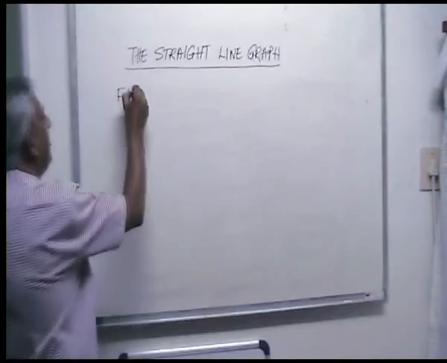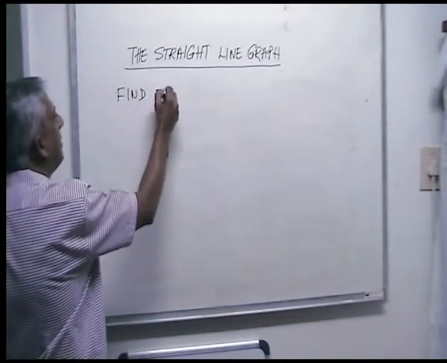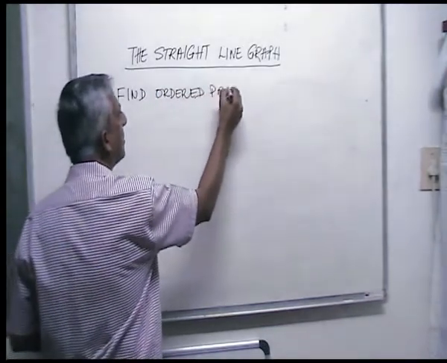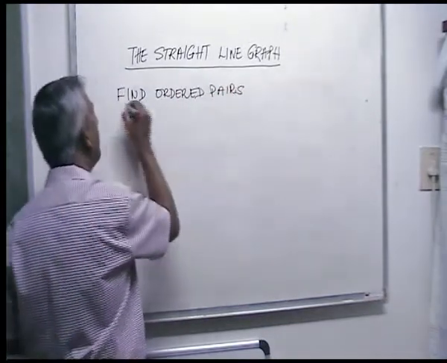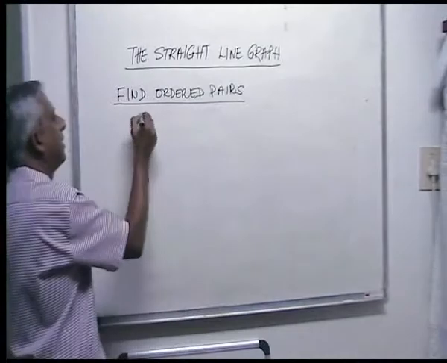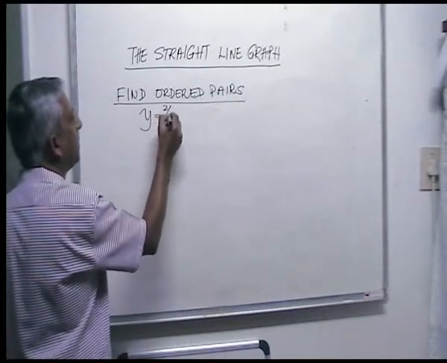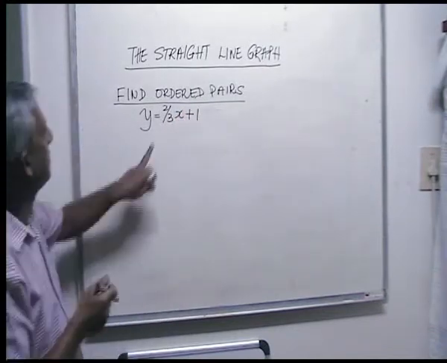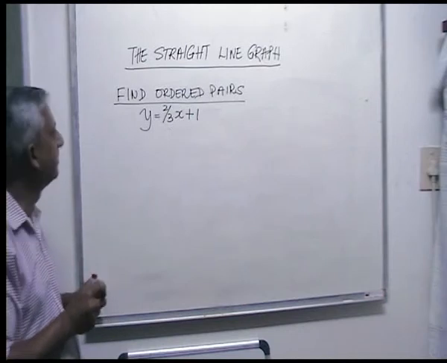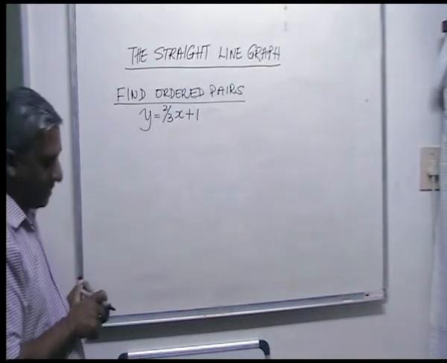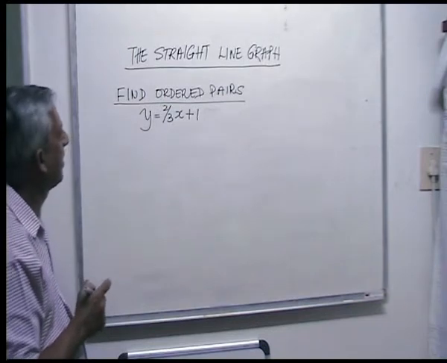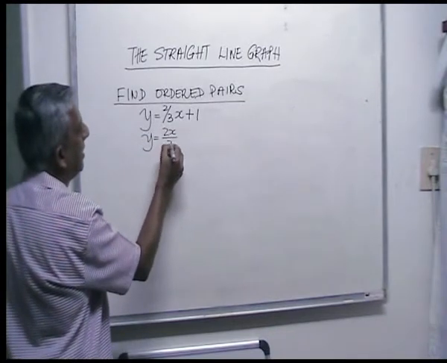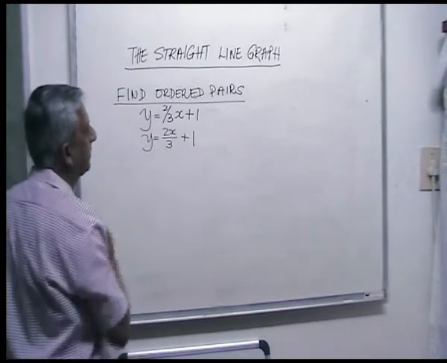Right, now what I'm doing is I'm giving you an example where you have to find ordered pairs and the equation contains a fraction. Say the question is y is equal to 2/3 x plus 1. Now this equation contains a fraction and you want to find the ordered pair. Well, first let's write it nicely. That's really 2x over 3 plus 1.